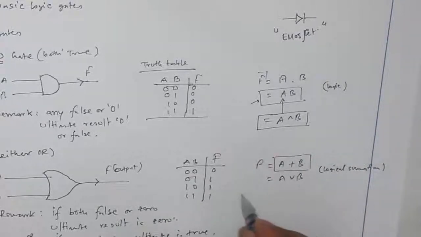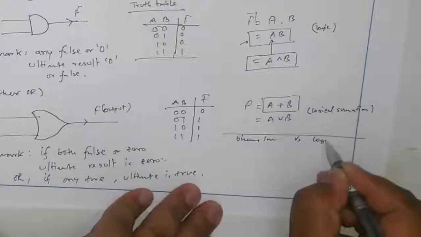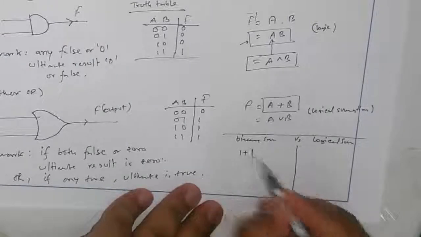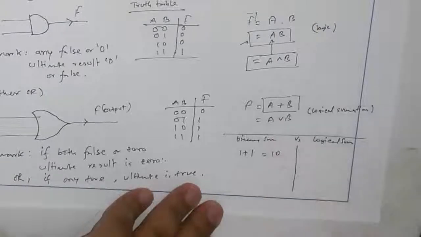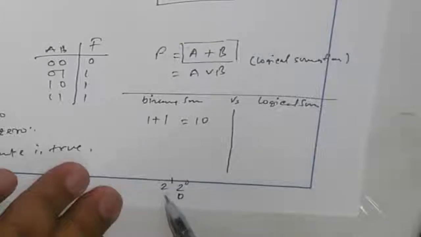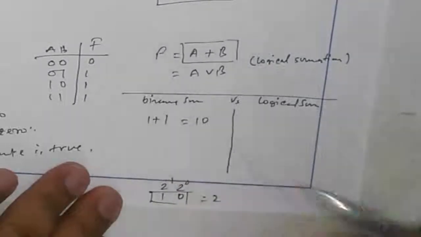So there is a difference between logical sum and binary sum. In binary, if you have 1 plus 1, it's going to be 2. And to represent 2 in binary, you have to write 1, 0. Because if you remember from binary, 2 to the 0, 2 to the 1. This one is 1, so you have to put a 1 there, and you have to put a 0 there because this one is 2. So this is the binary for 2. So in binary sum, you write 1 plus 1 equals 1, 0.